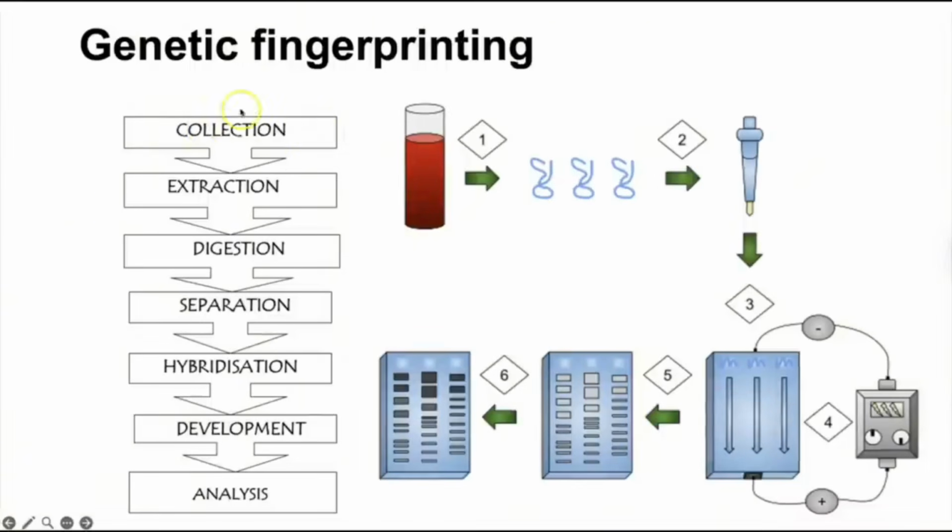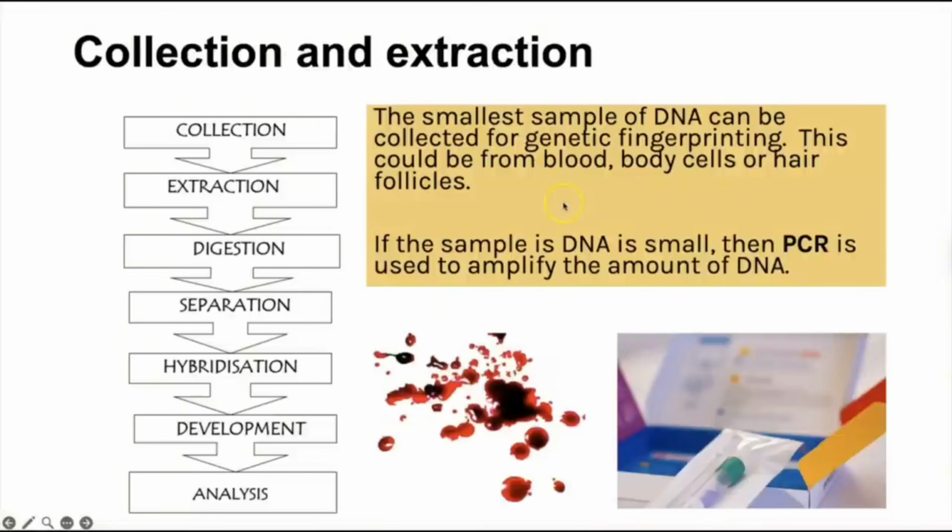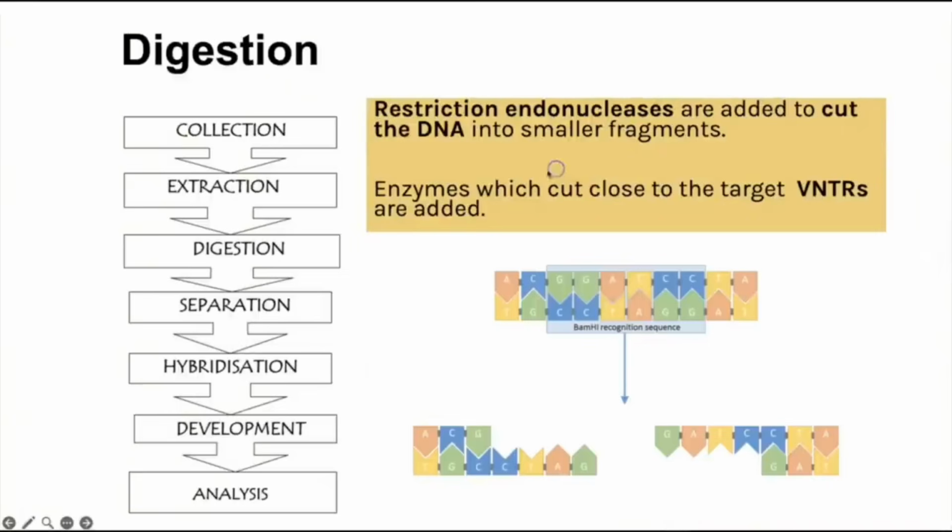Genetic fingerprinting. First of all, you would collect your DNA sample. And the smallest sample of DNA can be collected, because we're going to use PCR to amplify it afterwards. So any cell that contains a nucleus can be used.